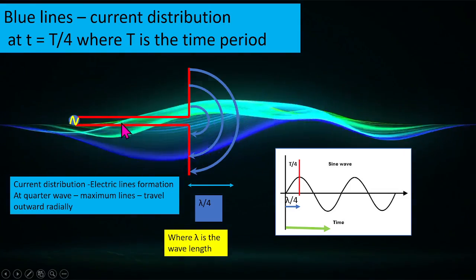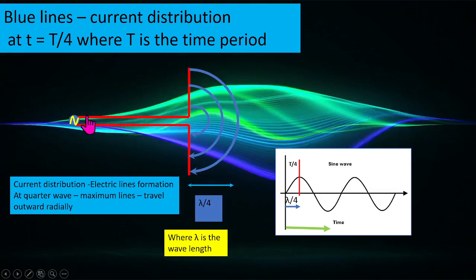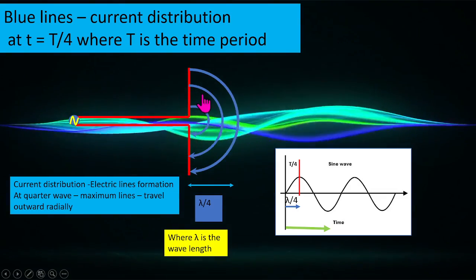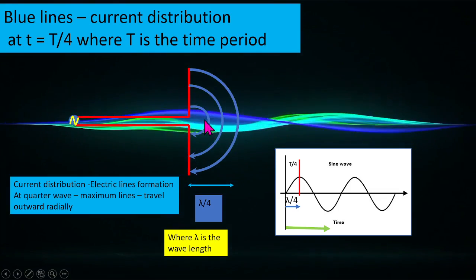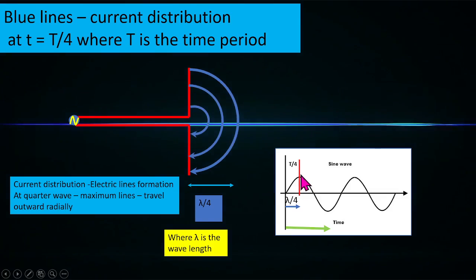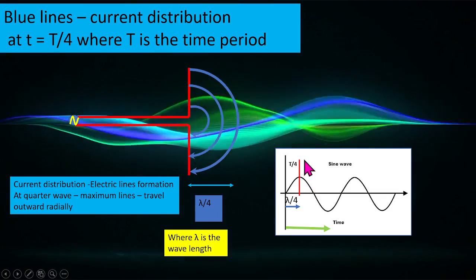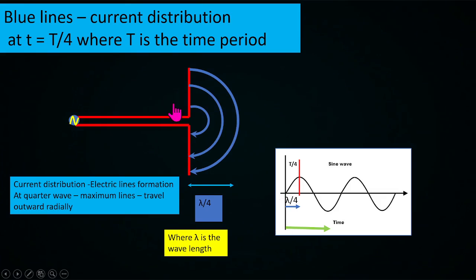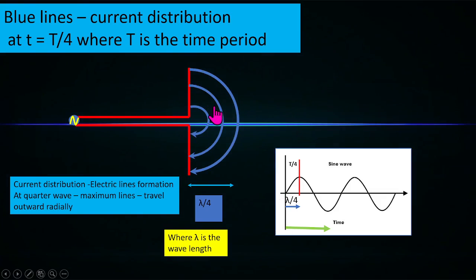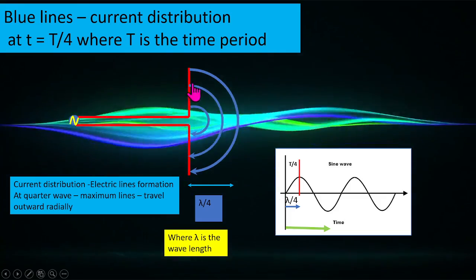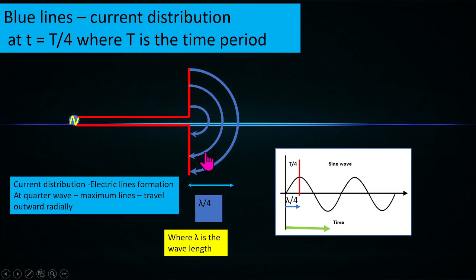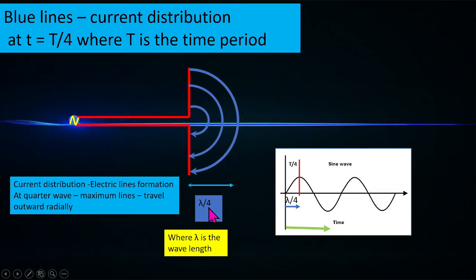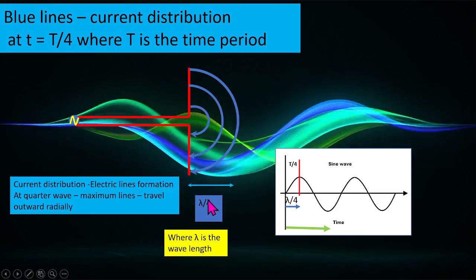Now let's see how it works. The AC source is connected to the transmission line. During its positive half cycle, positive charges accumulate at one end during the time period 0 to T by 4, where T is one time period. During this quarter time period, because of charge accumulation, the current attains its maximum distribution and the field lines travel a distance of lambda by 4. So this is your field lines. These field lines travel a distance of lambda by 4 radially outward, and the number of lines depends on the magnitude of the AC source.